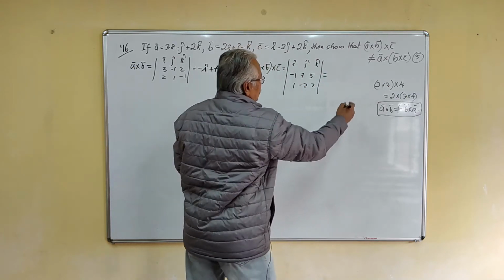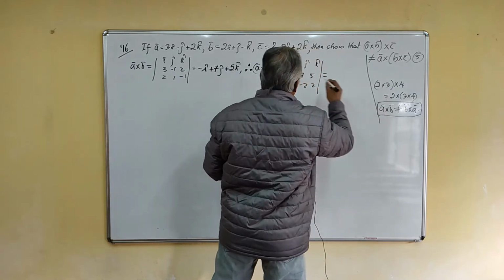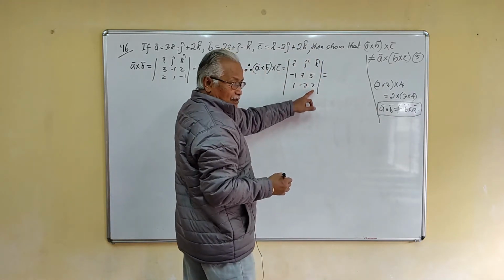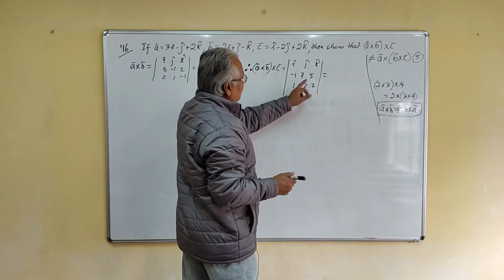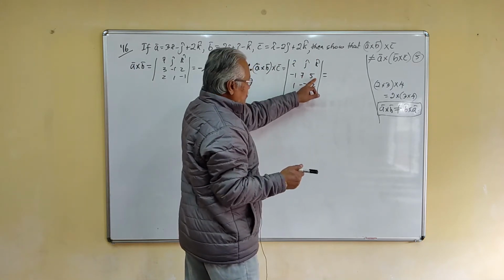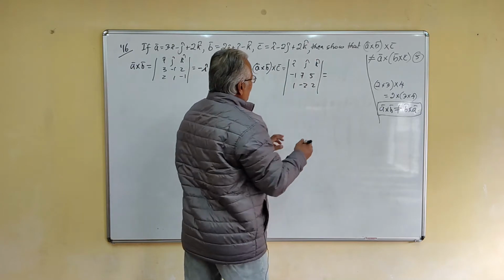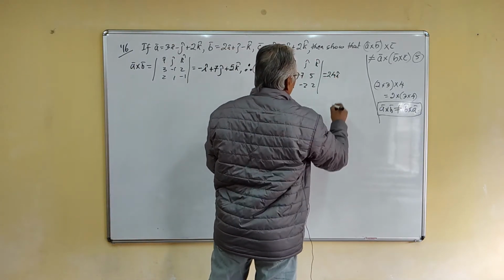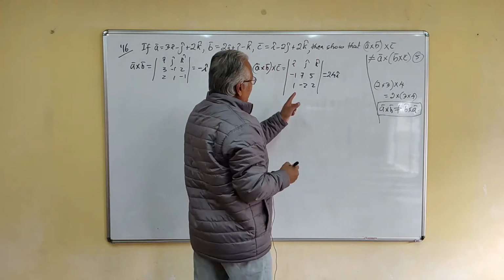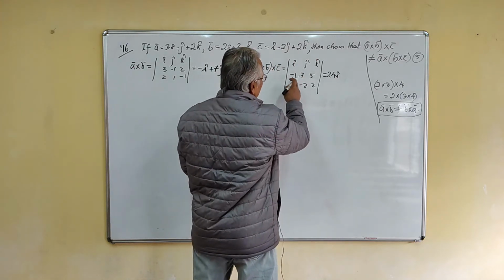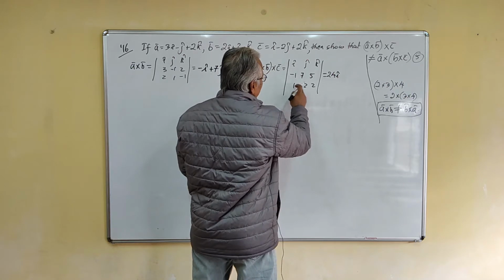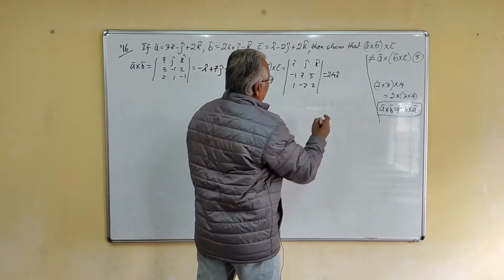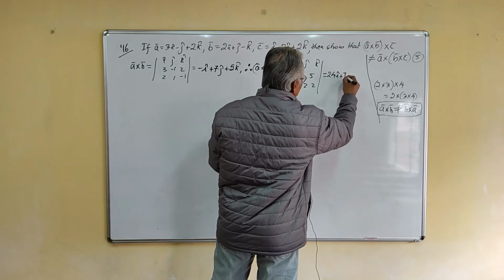Okay, let's follow the same method as we have done earlier. Here 7 twos are 14, and minus of minus 10 will be plus 10. So 14 plus 10 will be 24i. Am I done? Right? And then subtract minus 2 and minus 5, which will be minus 7, so minus of minus 7 will be plus 7j.